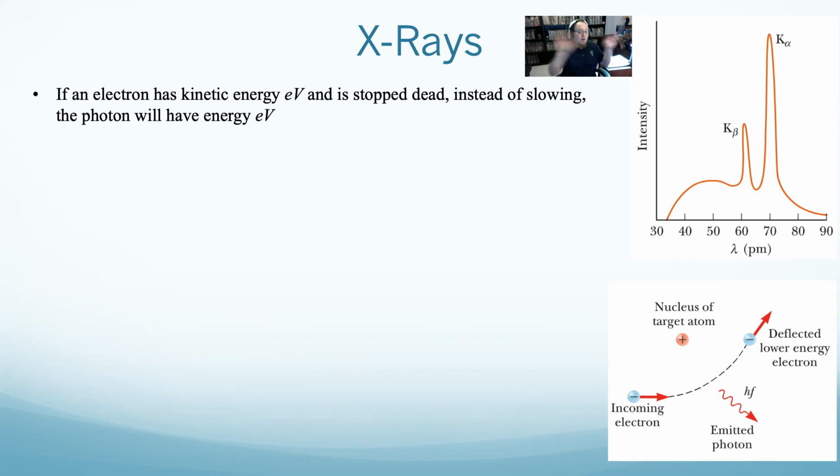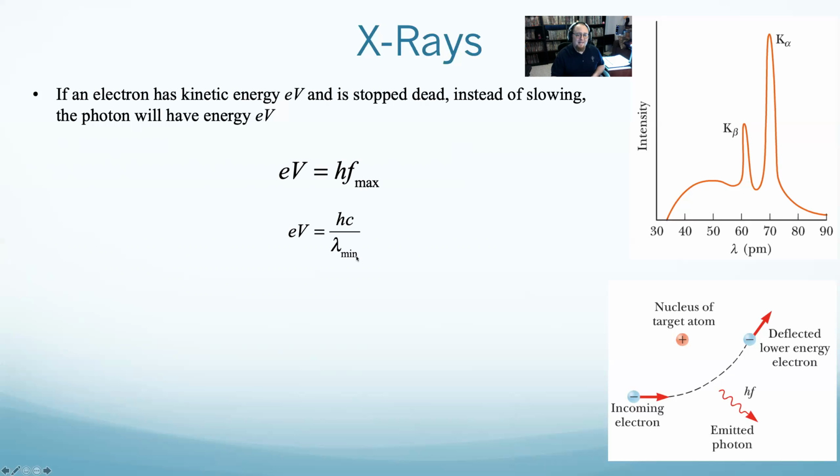Because if you take all of the electron's energy away, then all of that energy goes to the photon. What that means is the energy of the electron, its kinetic energy, which is eV, would equal the energy of the photon. This is the maximum amount of energy the photon could have, which means it's the maximum frequency the photon could have. Keep in mind that frequency is equal to the speed of light over lambda, so I could also relate this to the wavelength.